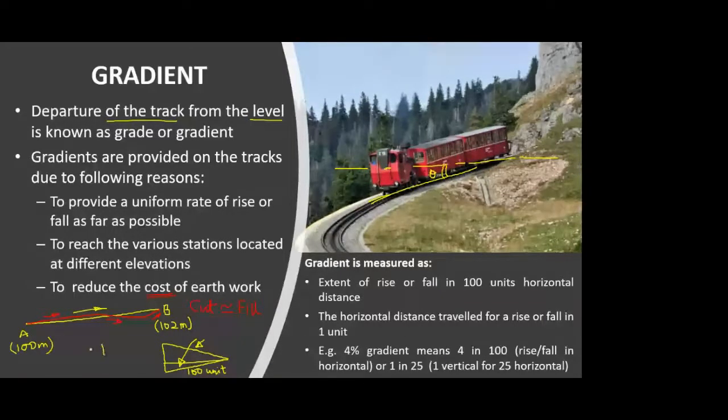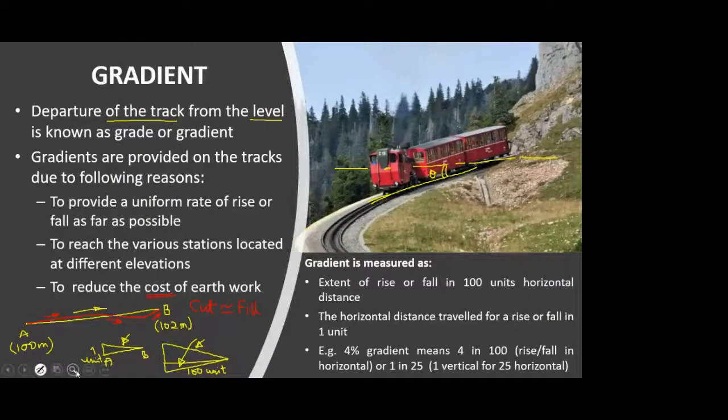Suppose I am saying that it's a 1 unit rise. So for 1 unit of rise from point A to B, how much is the horizontal distance that it has to cover? So if I join this, then this becomes my gradient.